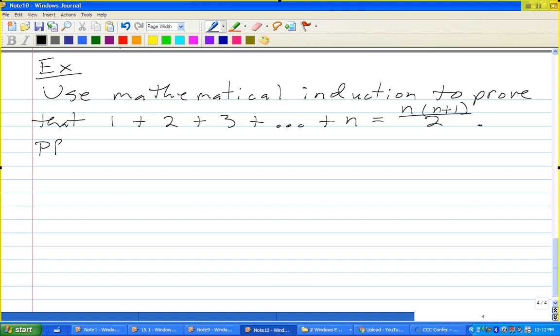Now, I usually write down the letters PF and a little colon, and this just says I'm starting. So start of proof. That's all this sort of indicates, because a lot of times students have a hard time figuring out where the proof even starts or ends. So put PF to say I'm starting. Okay.